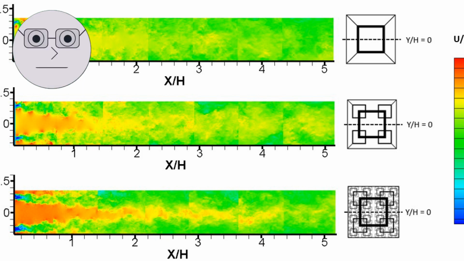Fractals have also been used to study the behavior of fluids in turbulence. The complex and chaotic nature of turbulence makes it difficult to model using traditional methods, but fractal analysis has proven to be a useful tool in understanding the structure of turbulent flows.